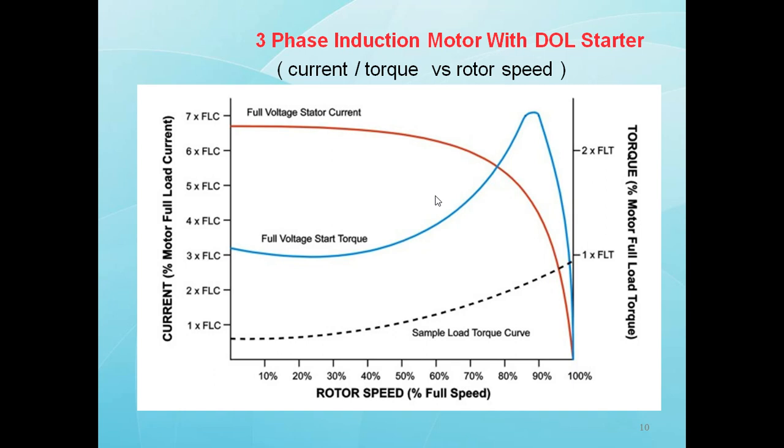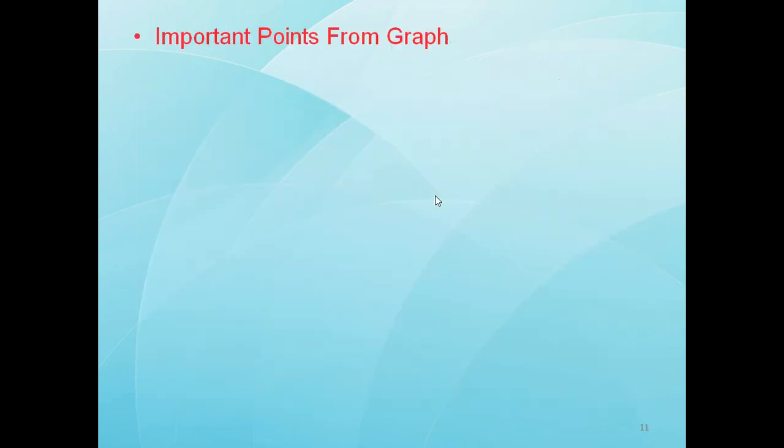So this DOL starter is used for small motors. It is not used for high motors. Why, can anyone tell? Because for big motors, large motors, the current carrying capacity is more. Then what happens at the time of starting? As it carries 7 to 8 times the full load current, the starting current is high. So it is used only for small motors.